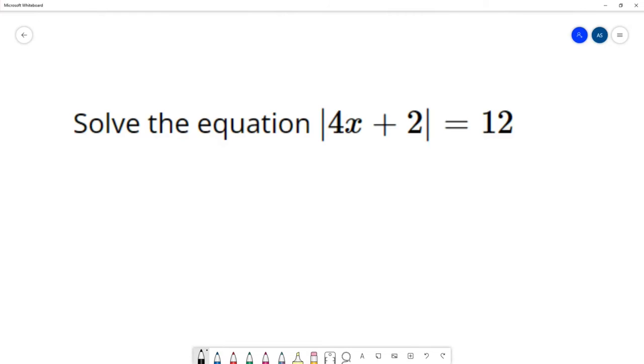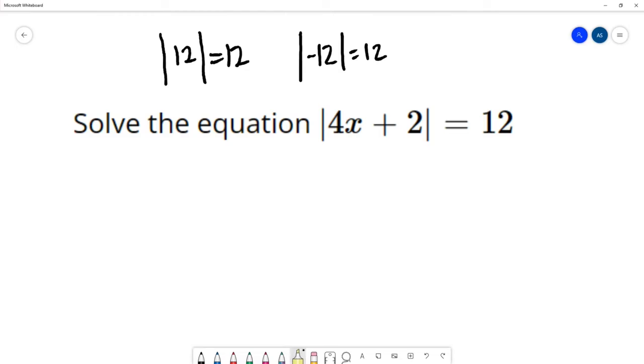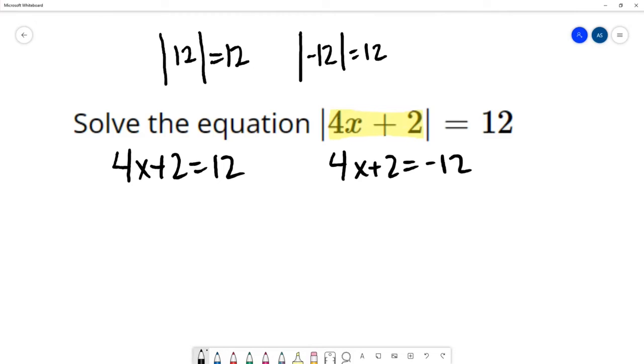In this example, the absolute value equals 12, so we have to consider that the absolute value of 12 is 12, and the absolute value of negative 12 is 12. So we have two possibilities for what's inside that absolute value, and that's how we make our two cases. So our first equation is 4x plus 2 equals 12. And then we have 4x plus 2 equals negative 12. We're going to solve each of them to get all of the solutions to this equation.